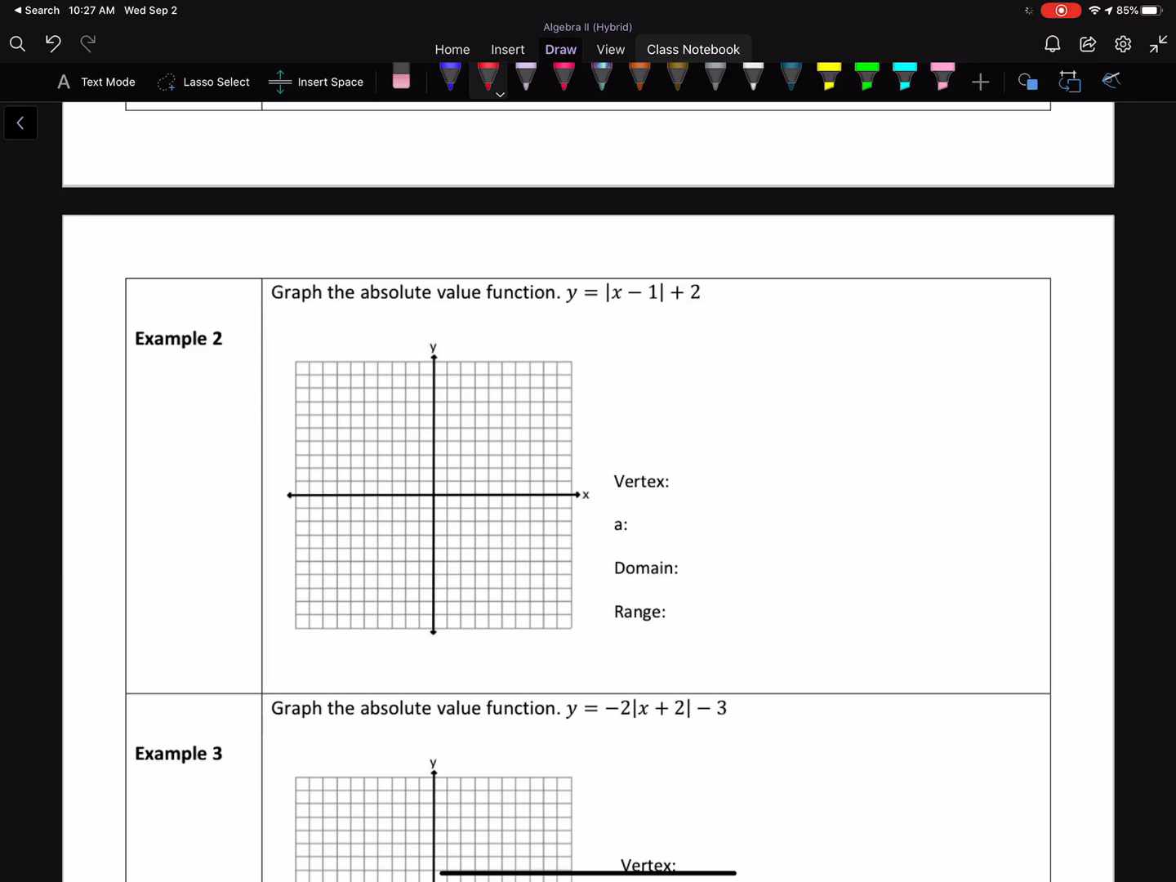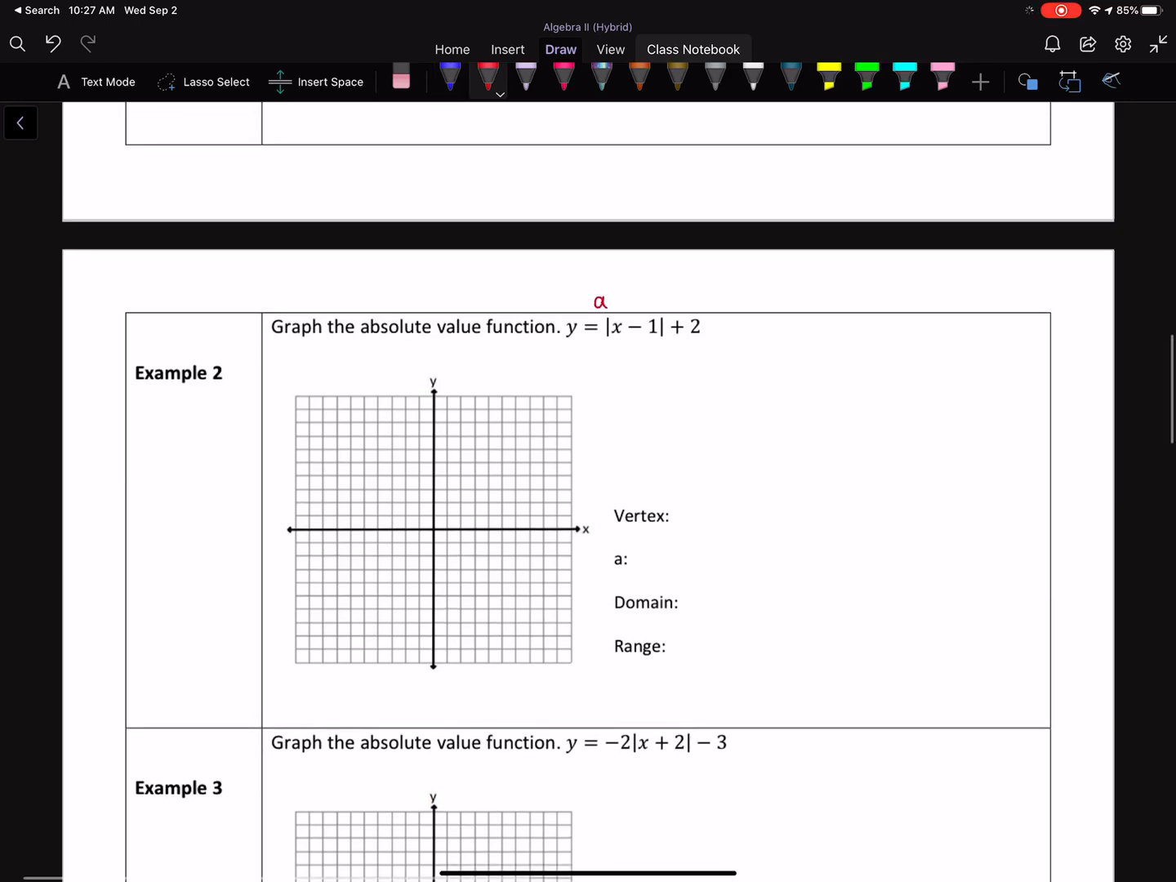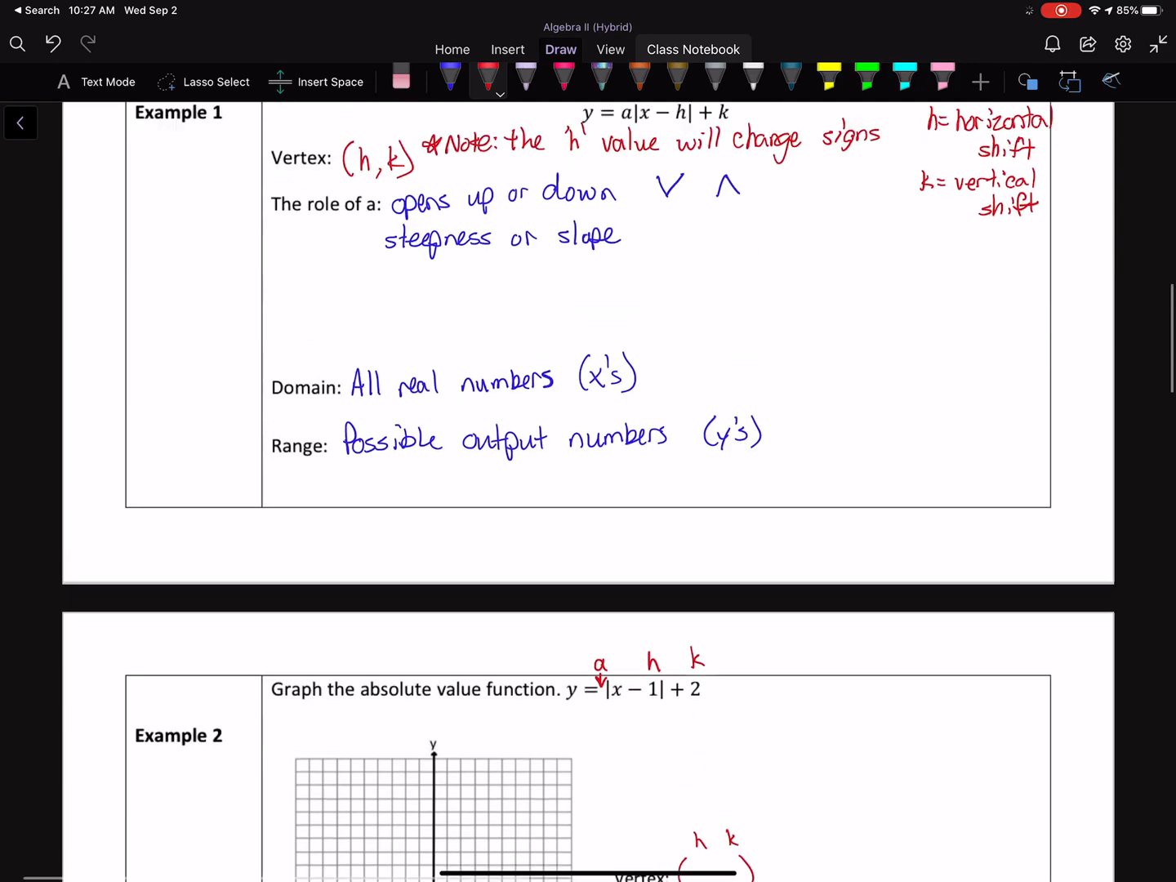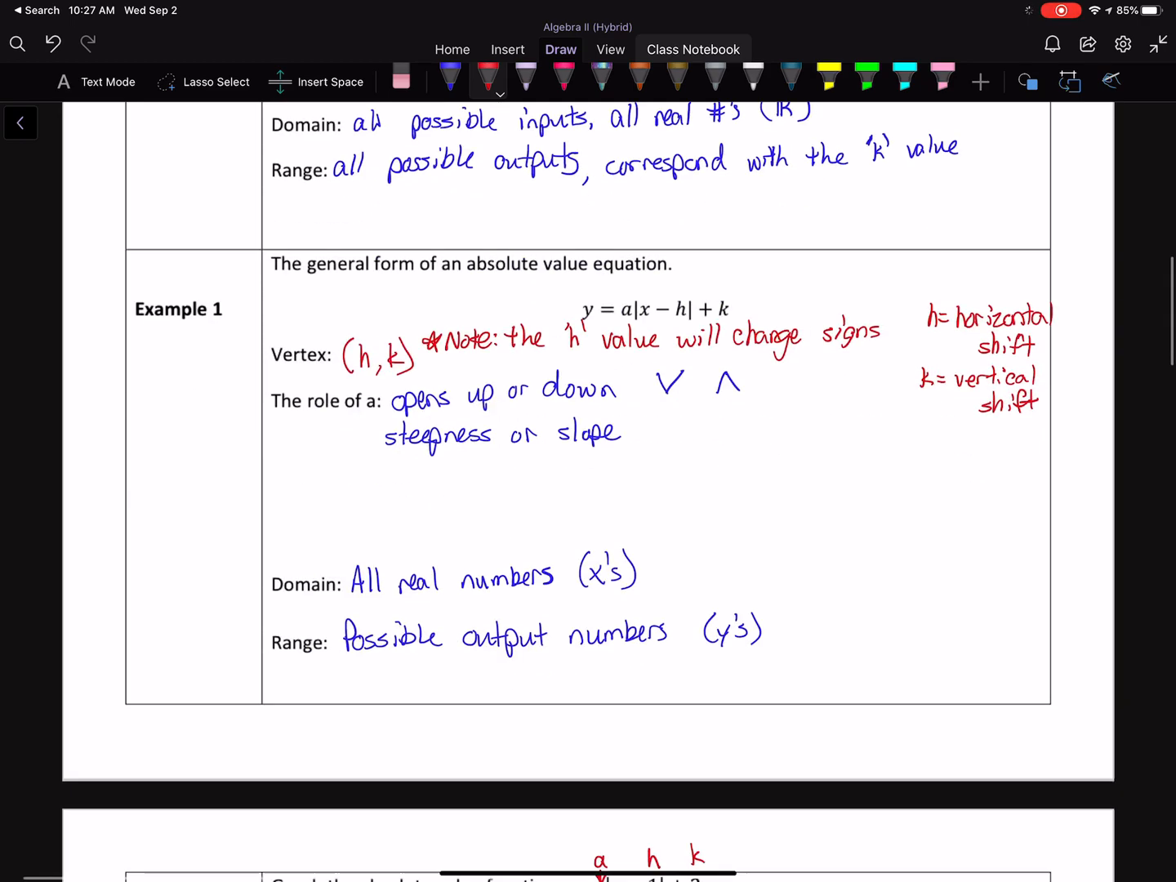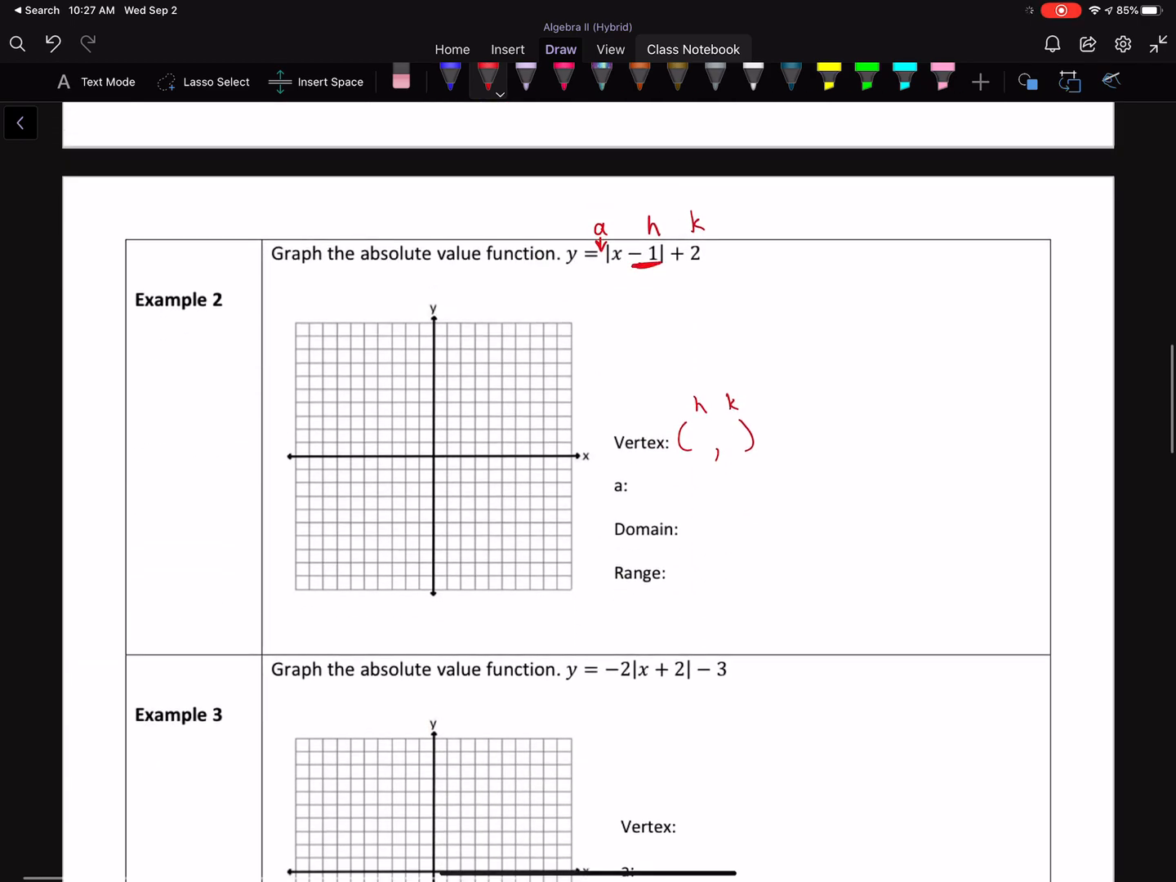Starting off, I'm going to go ahead and label. A is going to be right out front here between the equal sign and the first absolute value bar. H is right here, and K is out back. So my vertex is going to be made up of H and K. I put a little note up here that said the H value is always going to change sign. So it looks like your H is -1, but actually your H value is +1. And then your K value is always going to be whatever it looks like. In this case, it's +2. So it's just the H value that you have to worry about changing the sign of.